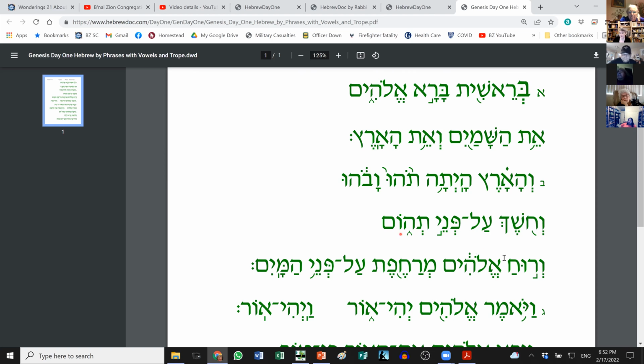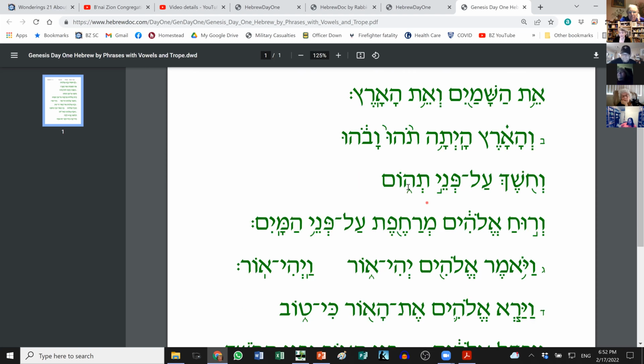Al panei tahom. And that thing that looks like a wishbone is going to be the middle of a sentence. You're going to find that the first half of the sentence and the second half of the sentence weigh the same. It may be that one half is really short and the other half is really long. It's not about syllables. It's not about sounds. It's going to be usually a conceptual half, and they're going to weigh the same. V'ruach Elohim mirachefet al panei hamayim.